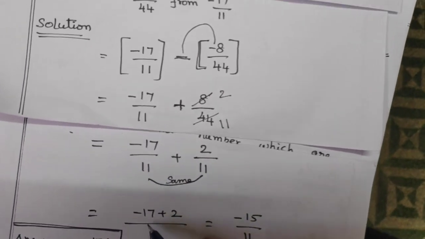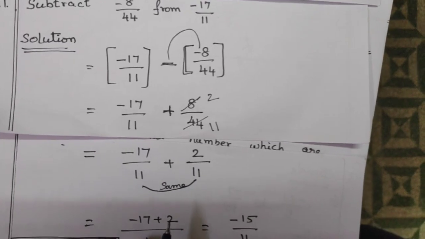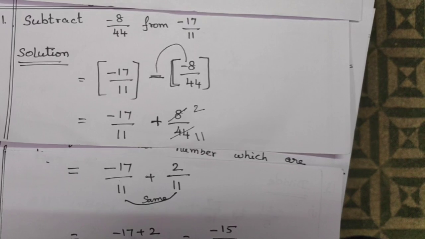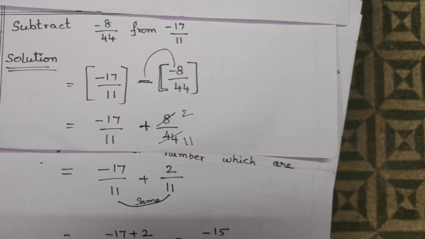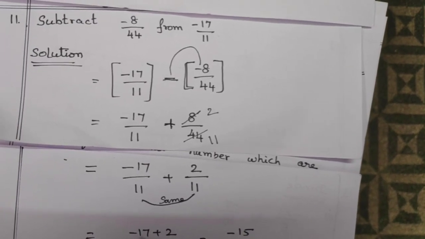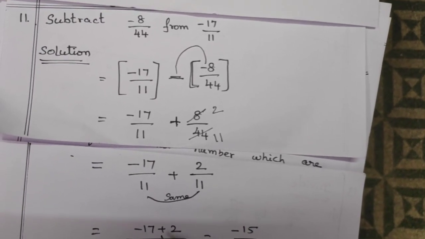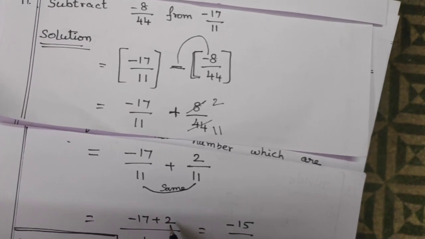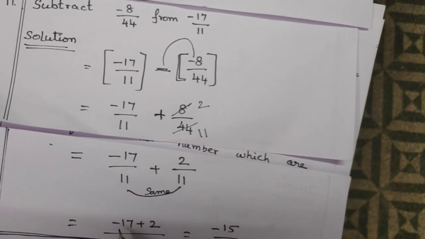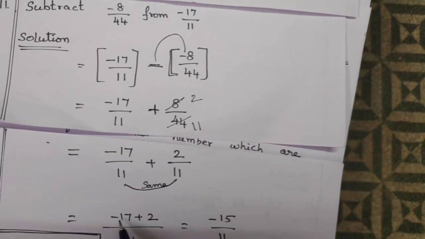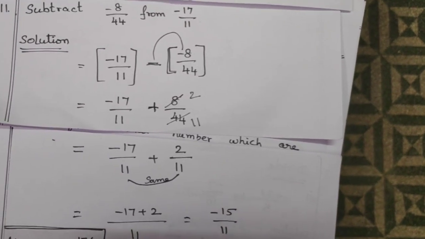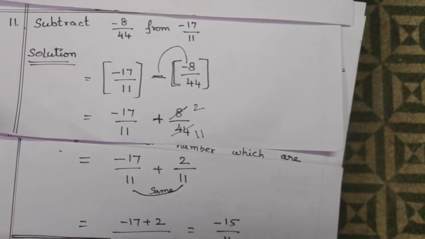First number is, what is the number? Minus 17. Next plus symbol, plus 2. So minus 17 plus 2. You want to add or subtract? Subtract. Why subtract? Different, unlike signs you must do subtraction. So minus 17 plus 2: 17 minus 2 equal to 15. Is 2 greater or 17 greater? 17 is greater. Nearby symbol is minus. So minus 15 by 11 is the answer.